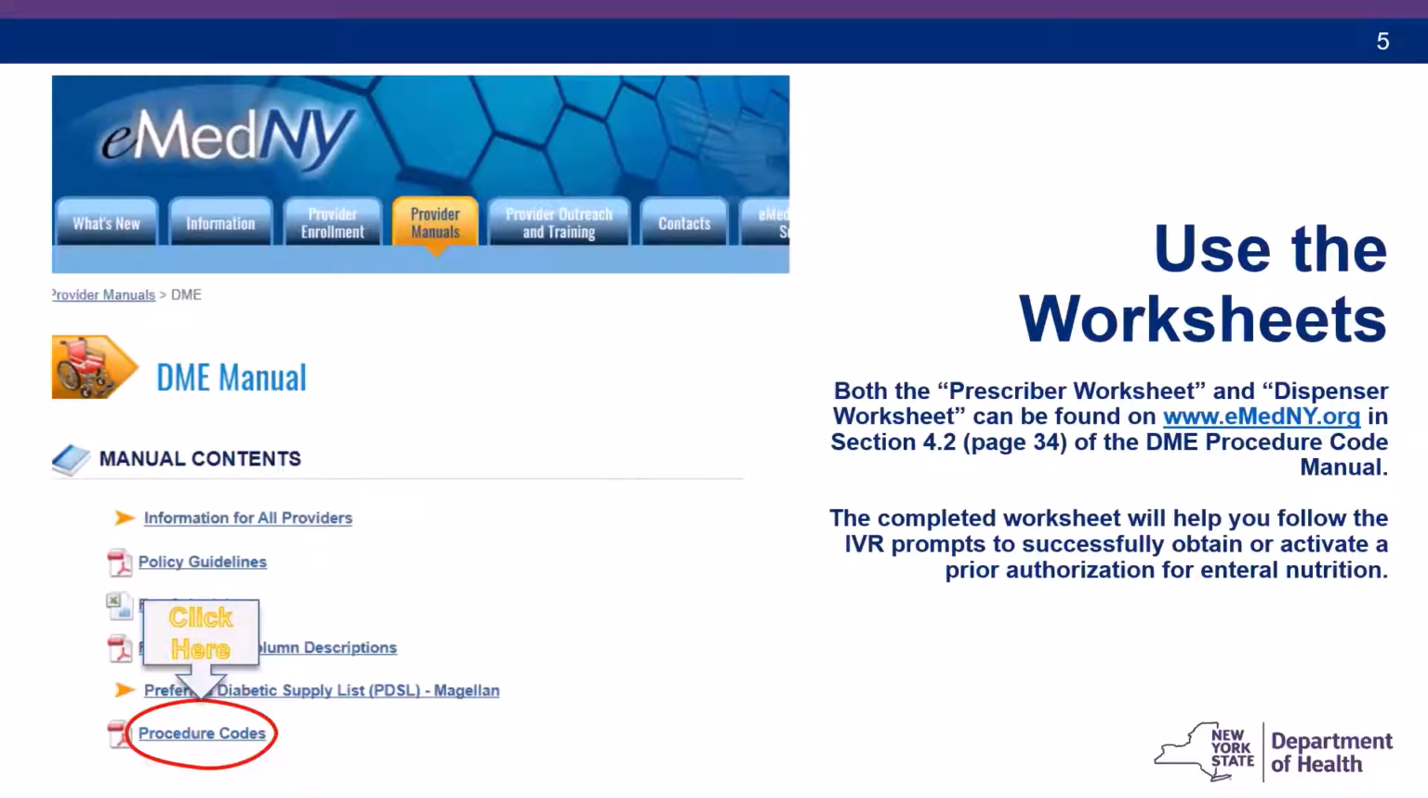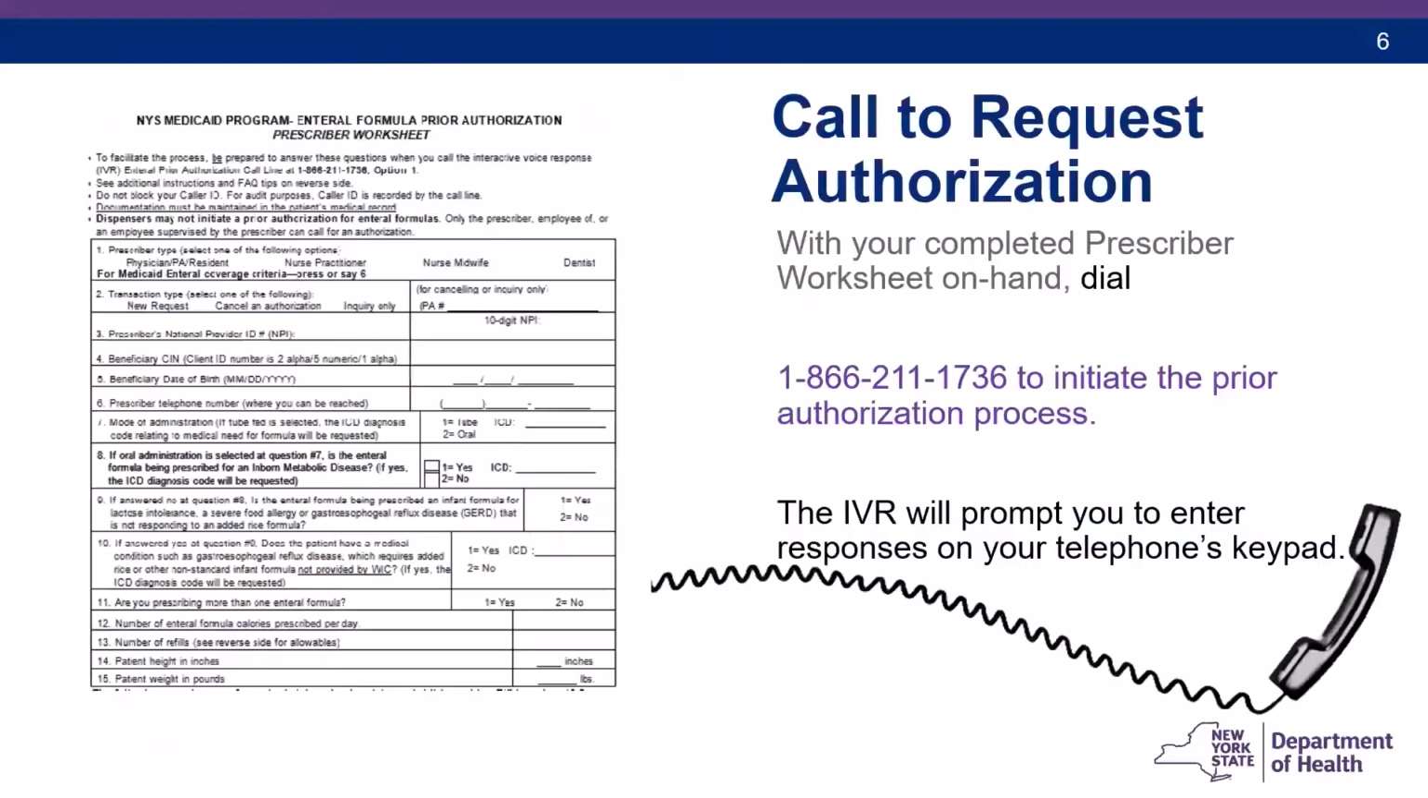Both the prescriber and dispenser worksheets can be found on eMedNY.org in section 4.2 or page 34 of the DME Procedure Code Manual. The worksheet follows the IVR prompts to help you obtain or activate a prior authorization for enteral nutrition. With your completed prescriber worksheet on hand, dial 1-866-211-1736 to initiate the prior authorization process. We recommend placing your phone on mute so the system does not pick up any background sounds. The IVR will prompt you to enter the responses on your telephone's keypad.